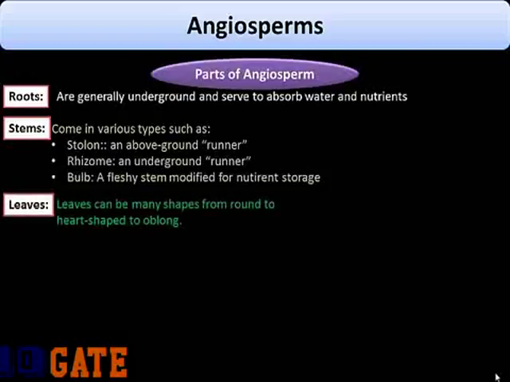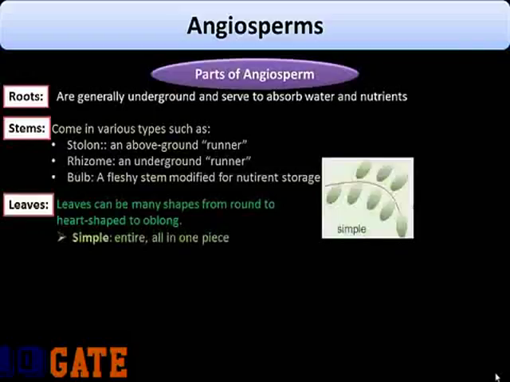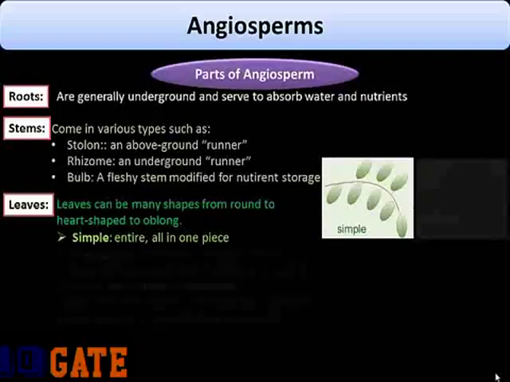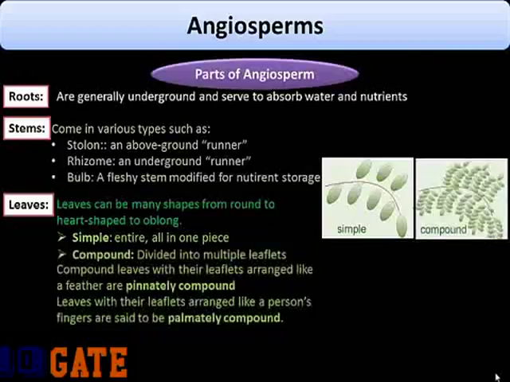The leaves can be of many shapes, from round to heart shaped to oblong. The leaf can be simple, that is entire all in one piece, as can be seen in this diagram. Or it can be compound, that is divided into multiple leaflets. Compound leaves with their leaflets arranged like a feather are pinnately compound, and leaves with their leaflets arranged like a person's fingers are said to be palmately compound.